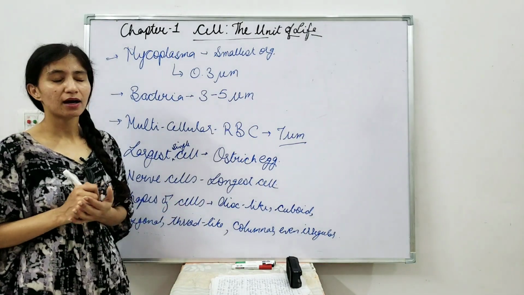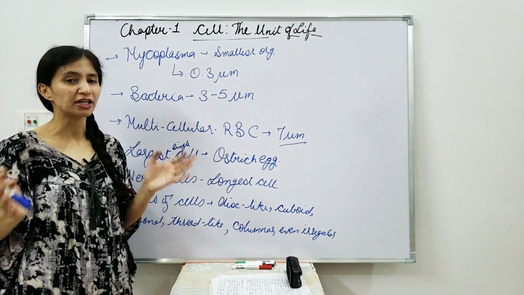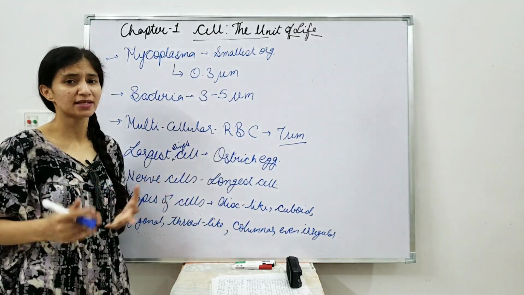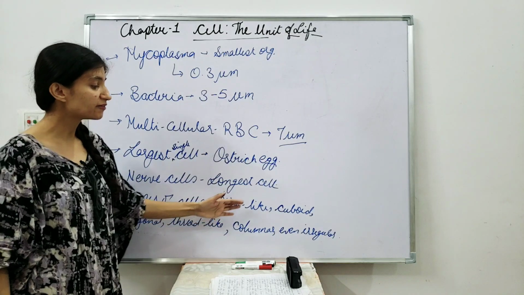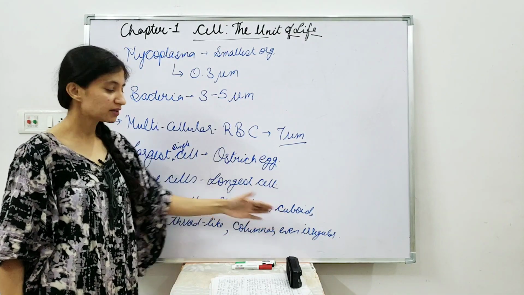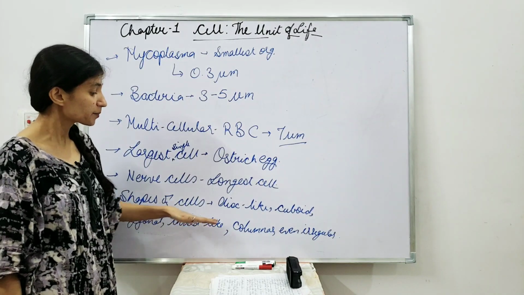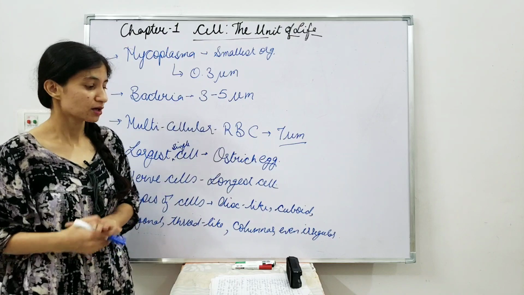As I said, the shape, size and activities of the cells vary. They have different sizes and different shapes, and according to the shape and size, they perform different activities. The shapes are disc-like, cuboid, polygonal, thread-like, columnar, and even irregular shapes can exist.